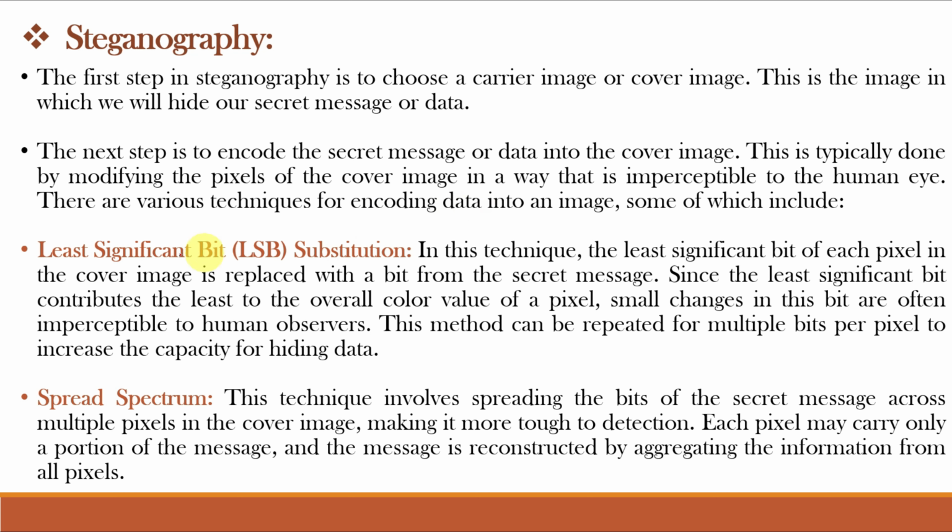There are various techniques for encoding data into an image. The first and most popular one is LSB substitution, in which we substitute the least significant bit of each pixel in the cover image by the secret image or secret data. The second is the spread spectrum technique, which involves spreading the bits of the secret message across multiple pixels in the cover image, which makes it tougher to detect. But of course, it is also very complex to implement. We will understand and implement here least significant bit or LSB based steganography.